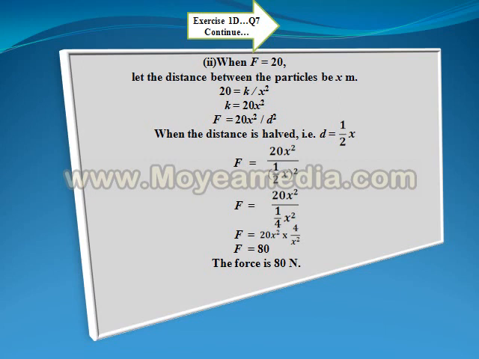So okay, I'm playing with it. K is equal to 20x square. The value of F is equal to 20. X square is divided on the right side, goes on the left, it becomes multiplied. So K is 20x square. So now I'm replacing the value of K here. So F is equal to 20x square divided by D square.